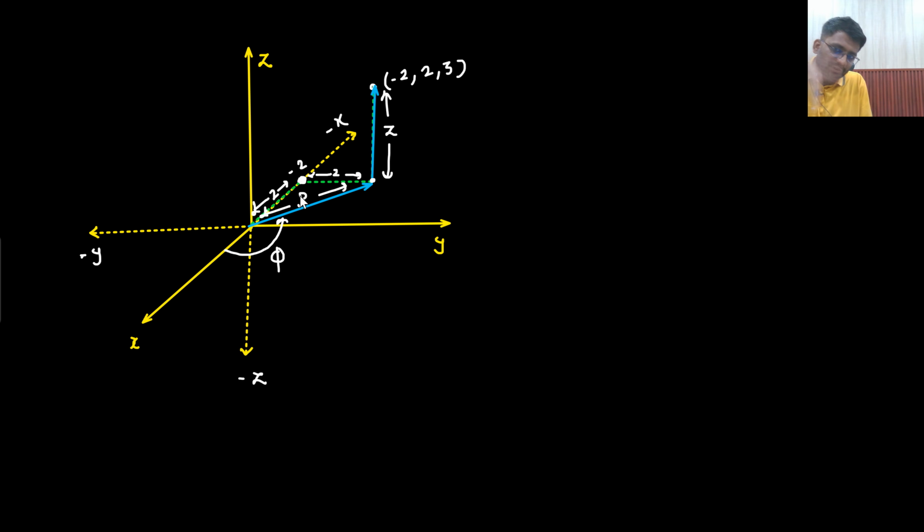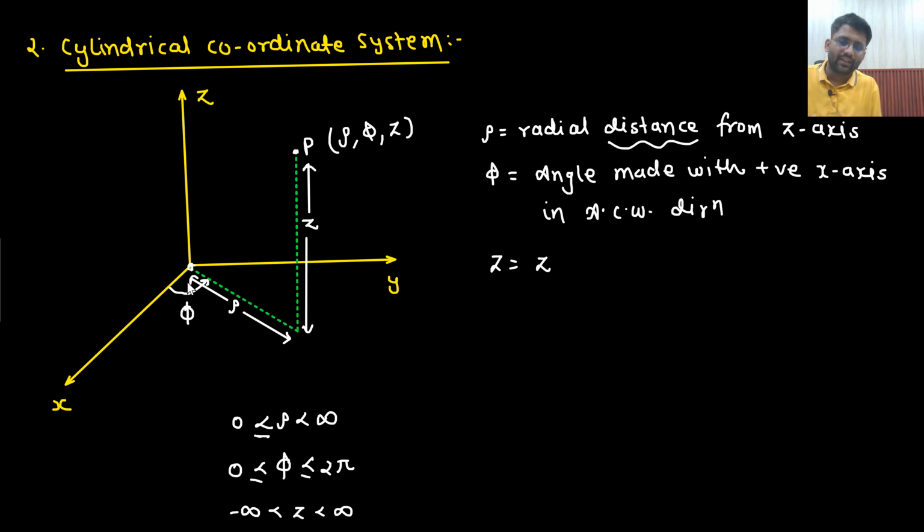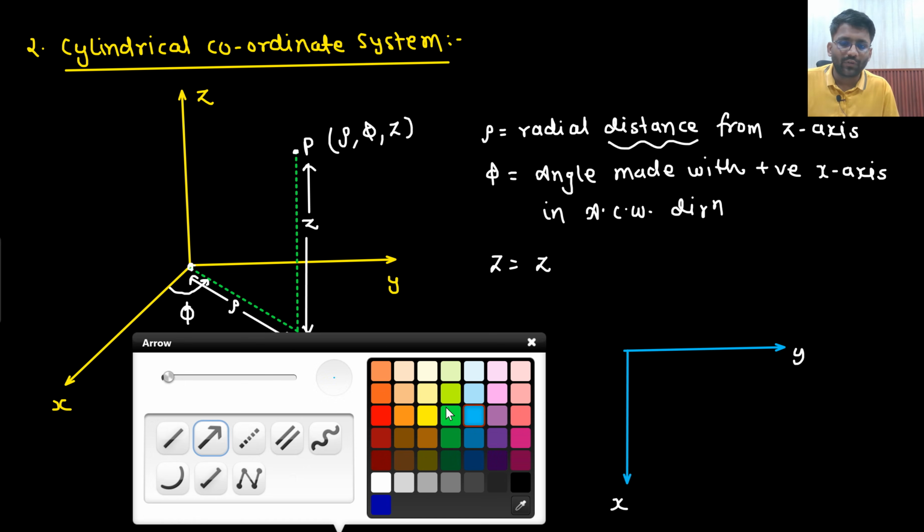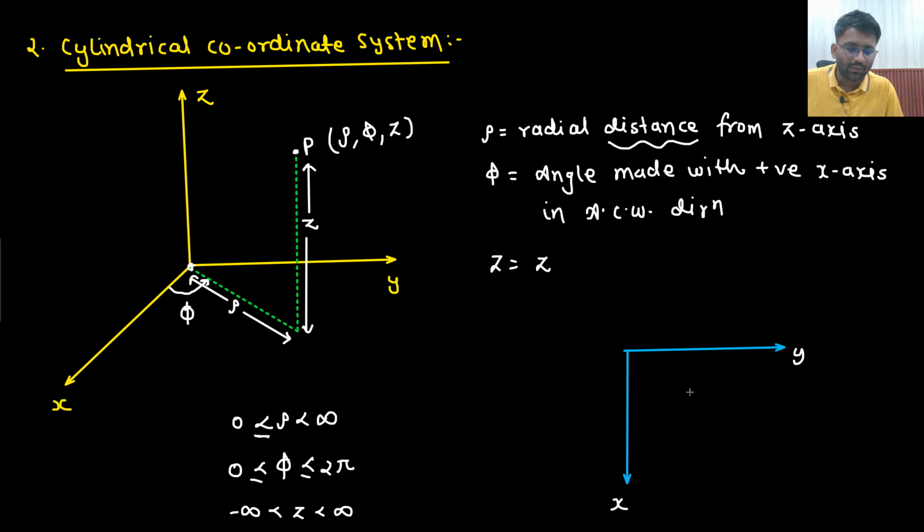So here in the xy plane there is a right angle triangle. If I only make the xy plane, this is your x axis, this is your y axis, and this angle is 90 degrees. What you are doing is moving for a distance rho, making an angle of phi with the positive x axis.